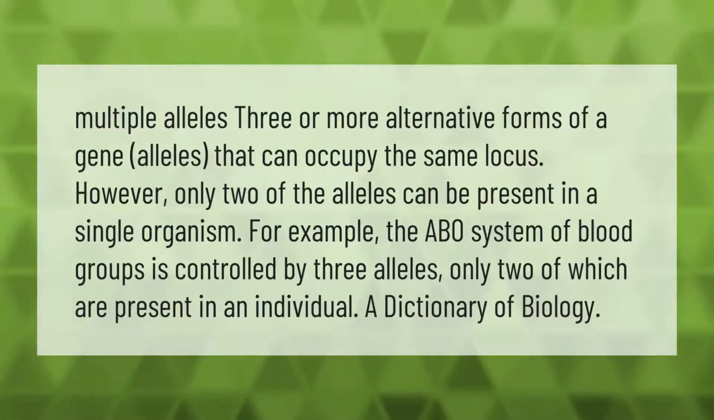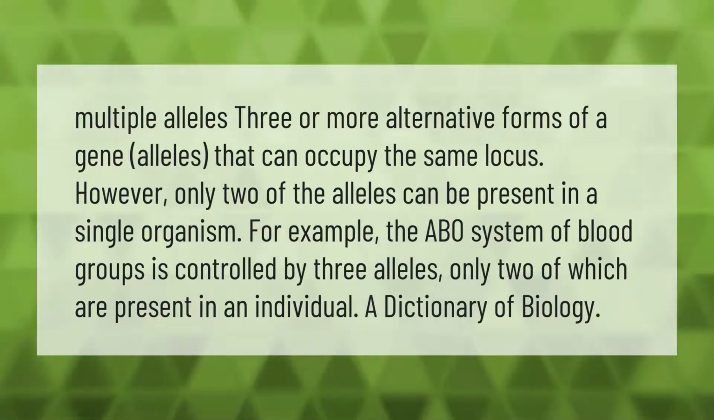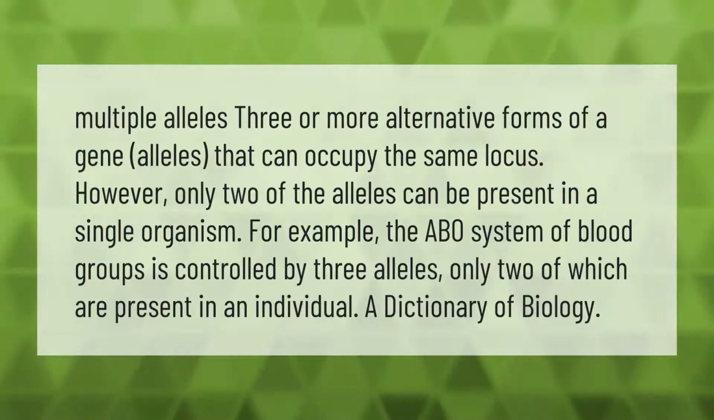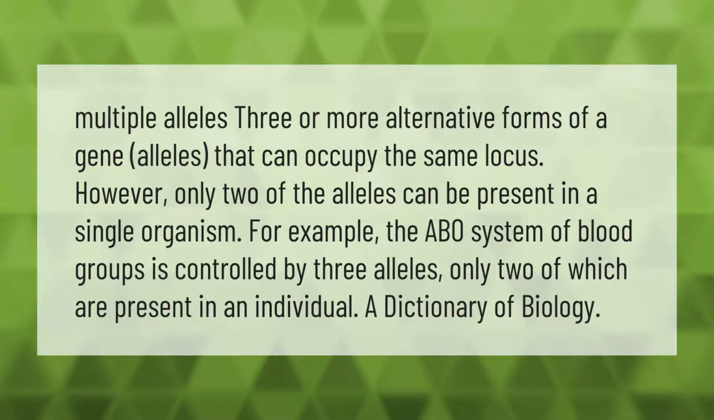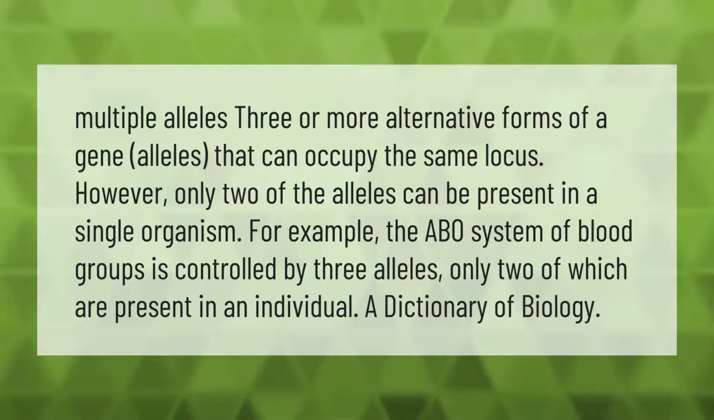Multiple alleles: three or more alternative forms of a gene, alleles, that can occupy the same locus. However, only two of the alleles can be present in a single organism. For example, the ABO system of blood groups is controlled by three alleles, only two of which are present in an individual. A Dictionary of Biology.